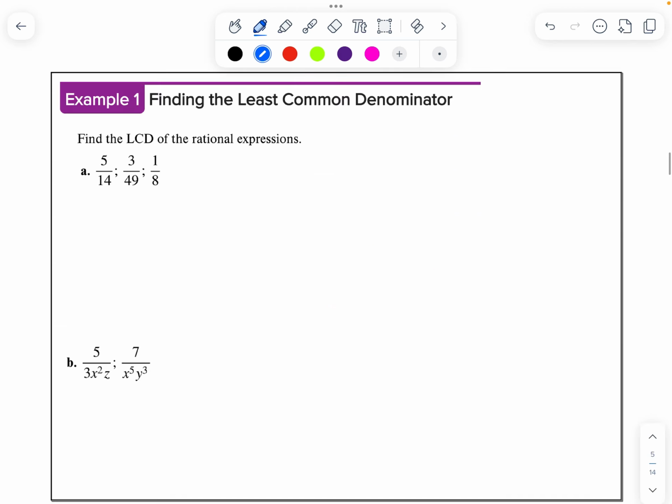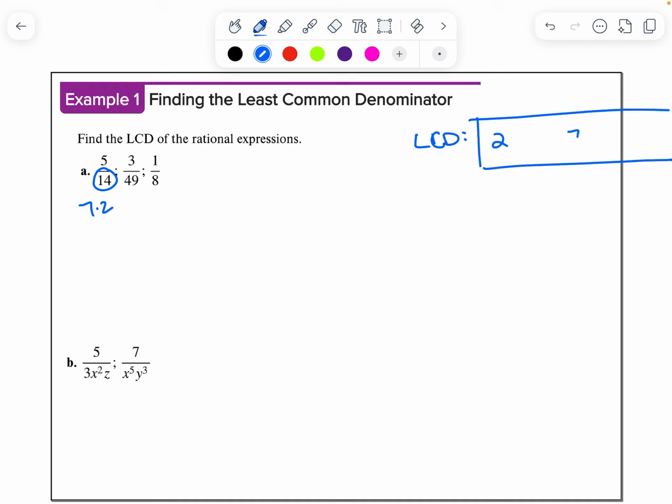We'll see some more examples of that. So here, what we'll do is, each time we're going to make a little box that says LCD, and we're going to fill that box. So here, 5 over 14, I care about the denominator. 14 is 7 times 2. So I know I need a 2. I know I need a 7. These things are multiplied. 49 is 7 times 7. So what am I lacking here? I'm lacking another 7. So now the first denominator is represented and the second denominator is represented.